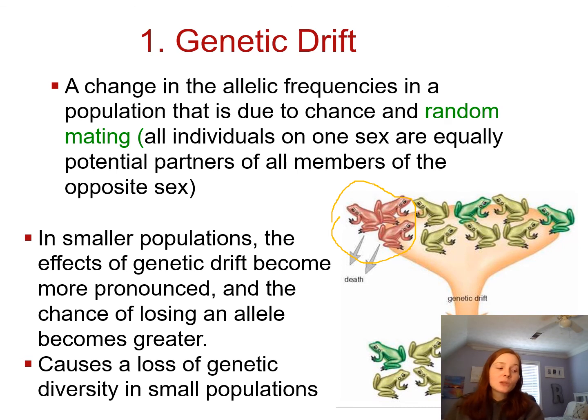And so this is why, if you have isolated populations, you tend to see that they have very similar DNA, they have very similar alleles, because they have no one else to mate with and they're losing that genetic diversity.